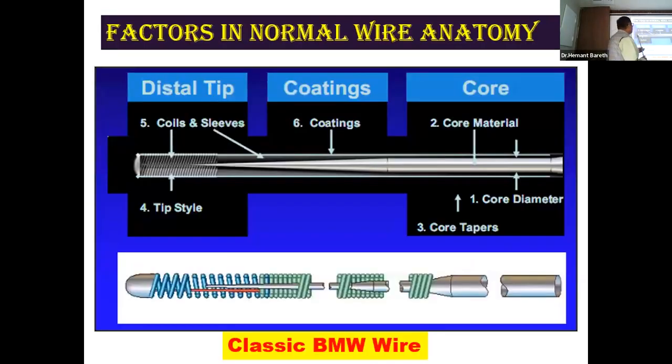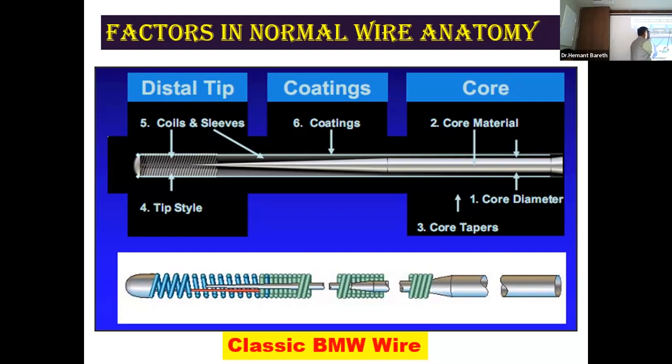Again, some things are important in any wire, and that will decide what kind of wire it is. Number one, the core diameter. As I said, if the core diameter is thicker, then it is more pushable. It will give more support, and if you have to penetrate through the lesion, it can do penetration also. So if you have a larger core, that is how it will happen.